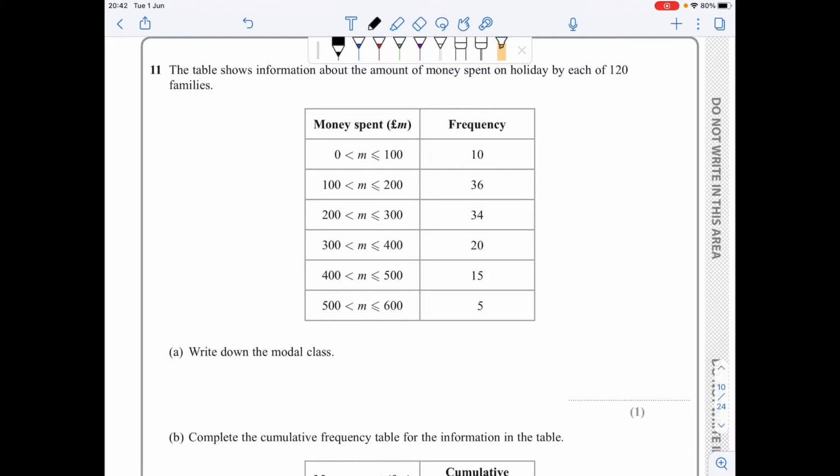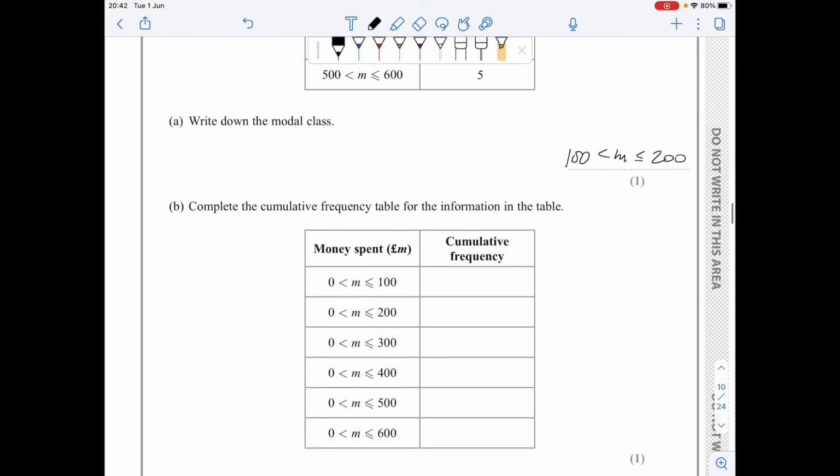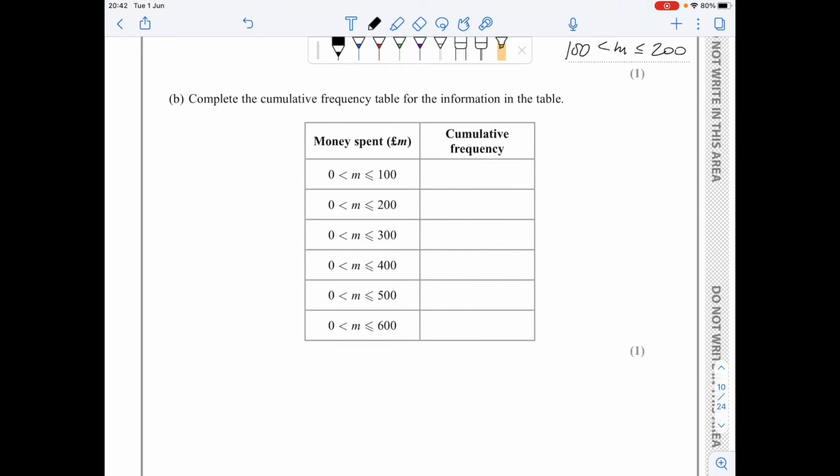In part A, I need to write the modal class. This is the class with the highest frequency, which is 100 to 200. In part B, I need to complete this cumulative frequency table using the information above. So that's 10, 46, 80, 100, 115, and 120.